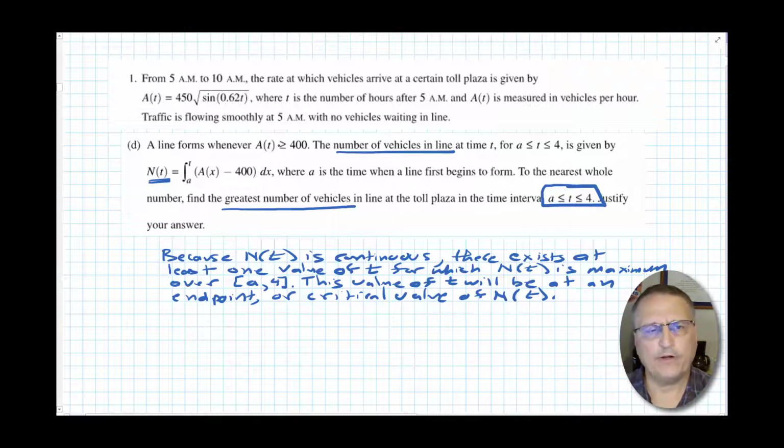So what I'm going to do is graph my function a of t, and I'm going to graph the line y equals 400, and then see where they intersect one another. And that will tell me the first time that they intersect, that would be the value of a, which would be the moment in time when the line first begins to form.